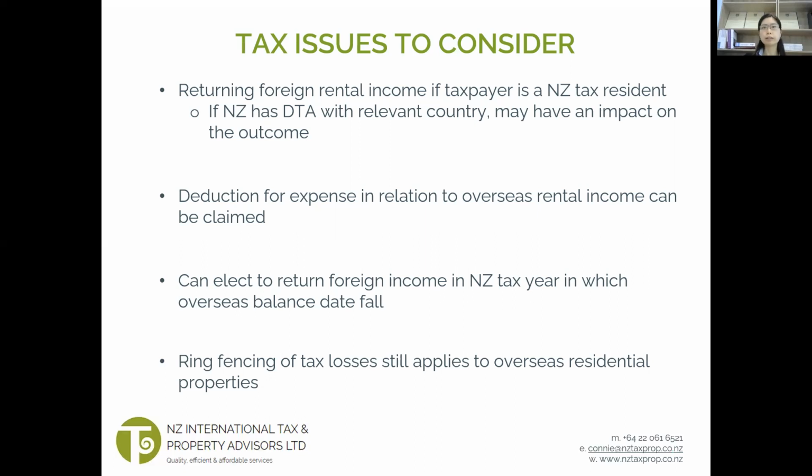Next point here is that the ring fencing of tax losses still applies to overseas residential properties. What this means is that the losses from this overseas residential property cannot be offset against other income aside from the future rental income or proceeds from a future sale if the transaction is taxable.